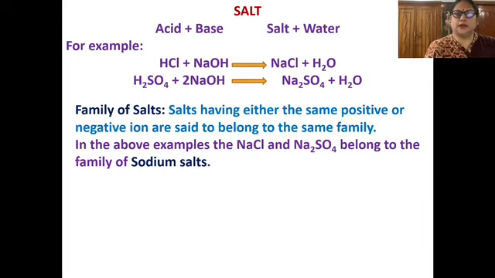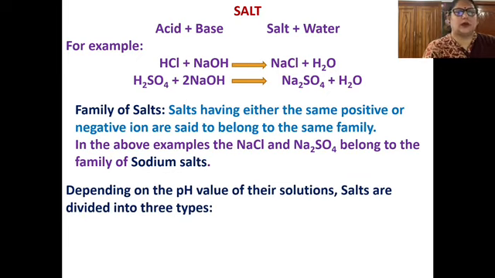And if we consider hydrochloric acid reacting with sodium hydroxide to form sodium chloride, then hydrochloric acid with calcium hydroxide gives calcium chloride, and ammonium hydroxide with hydrochloric acid gives ammonium chloride. In all the cases, the acidic part is chloride. So these three salts belong to the chloride family. Some salts belong to some metals, and some salts belong to the non-metallic part, that means the acidic part.